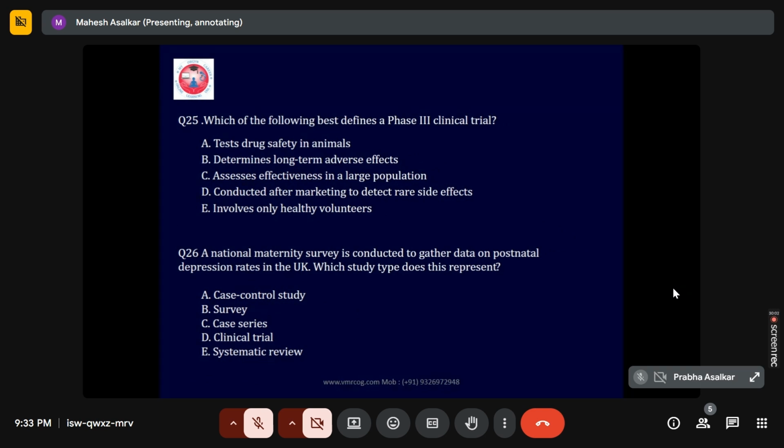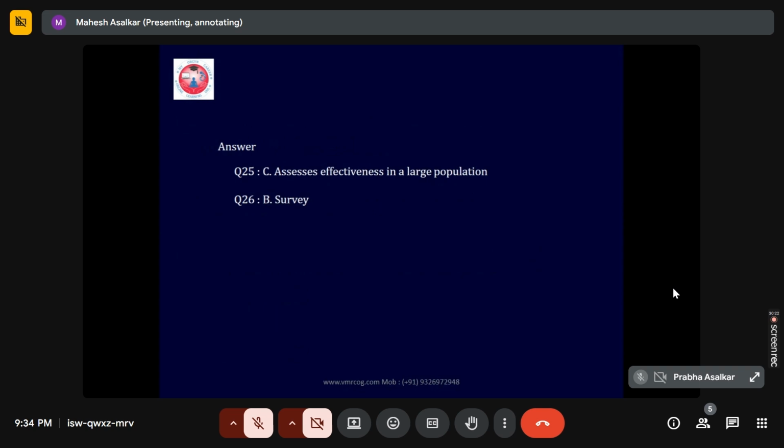Question 26. A national maternity survey is conducted to gather data on postnatal depression rates in UK. Which study type does this represent? Option A, case control. Option B, survey. Option C, case series. Option D, clinical trial. Option E, systematic review. So, survey. Correct. So question number 25, it assesses the effectiveness in large population. Question number 26, B, that is survey.